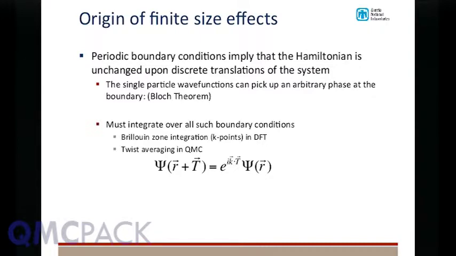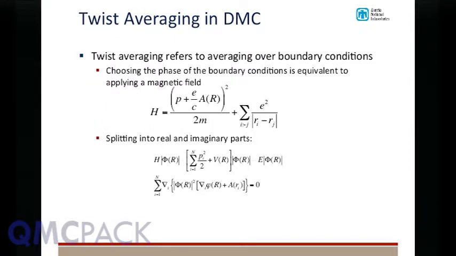So in order to get the thermodynamic limit, I really want to average over all these potential phases that I can get. So this is analogous to integrating over the Brillouin zone in density functional theory. And I'll describe a method called twist averaging that's a similar thing in diffusion Monte Carlo. So this really refers to averaging over the boundary conditions in the simulation.